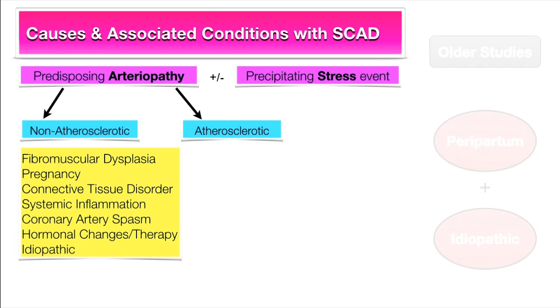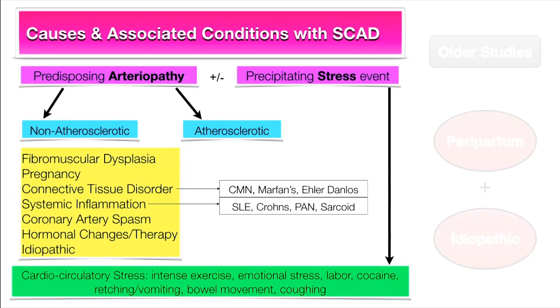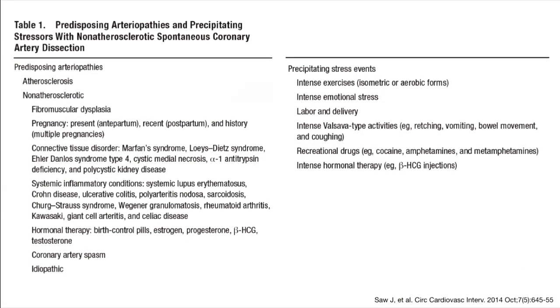So non-atherosclerotic causes include fibromuscular dysplasia, pregnancy, connective tissue disorders such as cystic medial necrosis, Marfan's, Ehlers-Danlos, systemic inflammation like lupus, Crohn's, coronary artery spasm, and hormonal therapy. Precipitating stress events increase cardiocirculatory stress and can include intense exercise, emotional stress, going through pregnancy labor, use of illicit drugs like cocaine, retching and vomiting like the index case, even intense straining of bowel movements or coughing can precipitate SCAD in patients with an underlying abnormal artery wall.